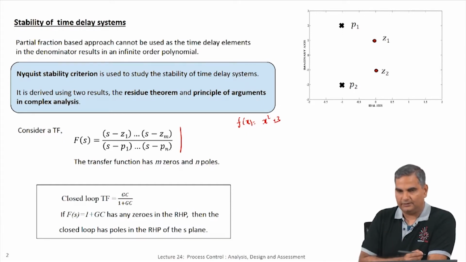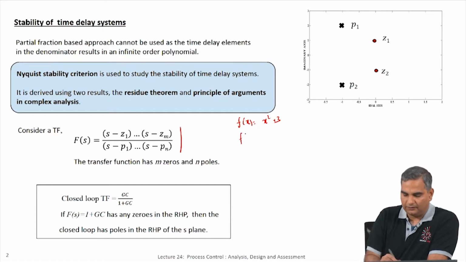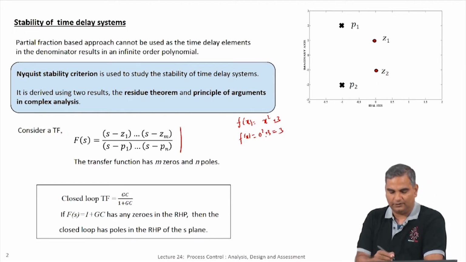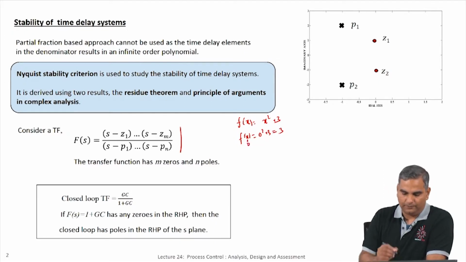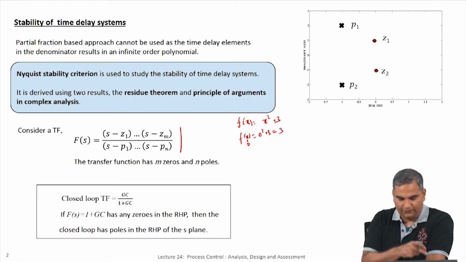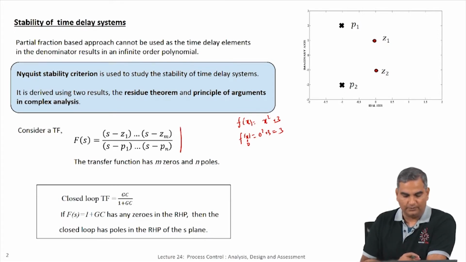and then I ask you what is the value of f of x at x equal to 0, then you will say f of x is 0 squared plus 3, it is 3. So, f of x is 3 when x equal to 0. You can think of f of s, or any transfer function, also in a similar way, and basically you can evaluate the transfer function at any value that I give.